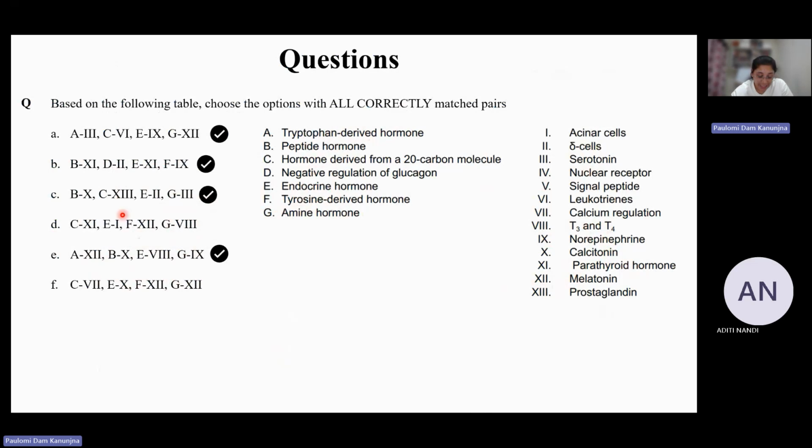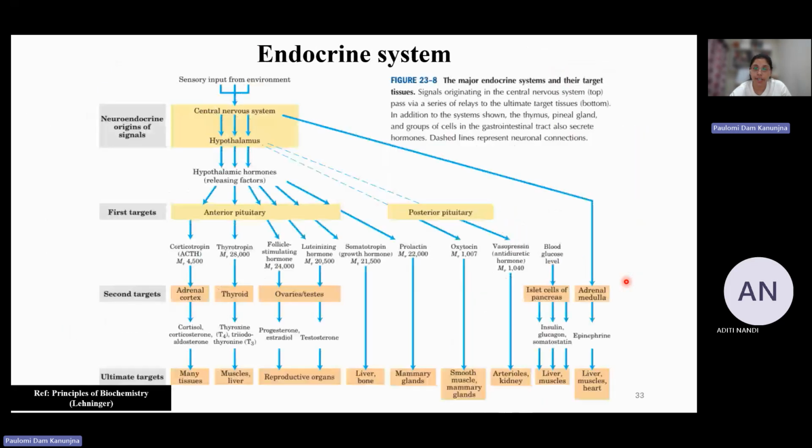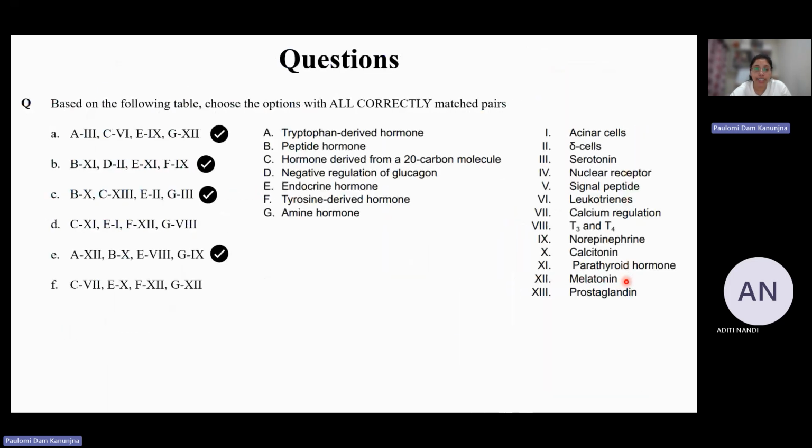So the D1, C, which is hormone derived from 20 carbon molecules, and says 11 incorrect. We have just seen the 3 molecules which are derived from arachidonic acids are leukotrienes, prostaglandins, and thromboxanes, right? So when you see this here, 11 is not a part of that.